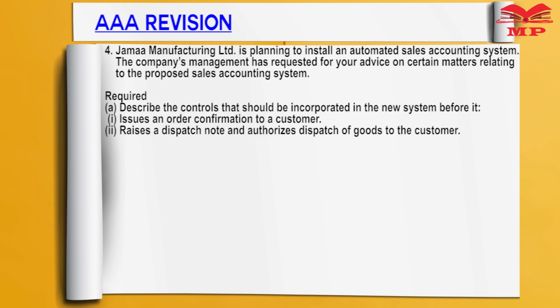Required, Part A, Roman 1: describe the controls that should be incorporated in the new system before it issues an order confirmation to a customer, 3 marks. Roman 2: raises a dispatch note and authorizes dispatch of goods to the customer, 3 marks.